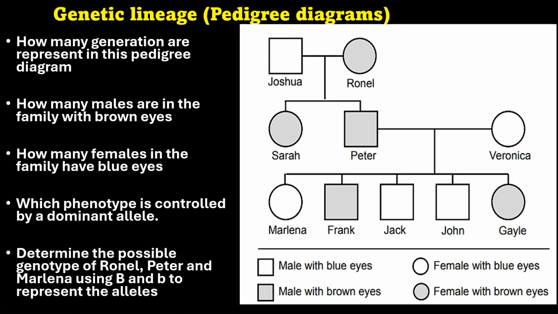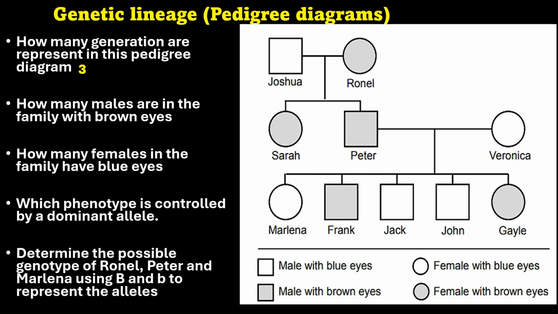So let's answer the first question. How many generations are in the pedigree? You check here: we have one horizontally, two, and thirdly, three. So Joshua and Ronell form one generation. Sarah, Peter, Veronica, the second generation. Malina, Frank, Jack, John, the third generation. So here there are three generations.